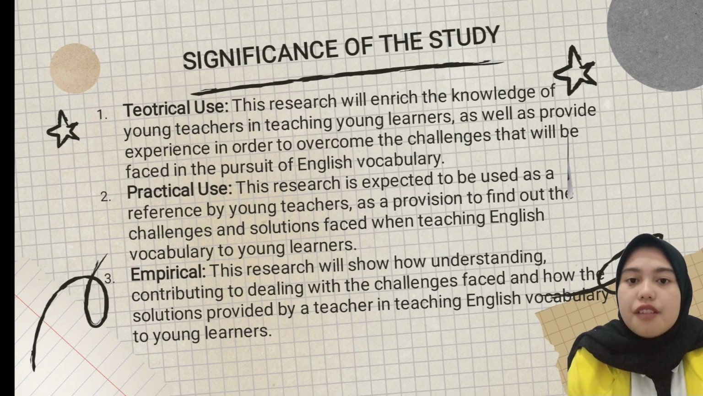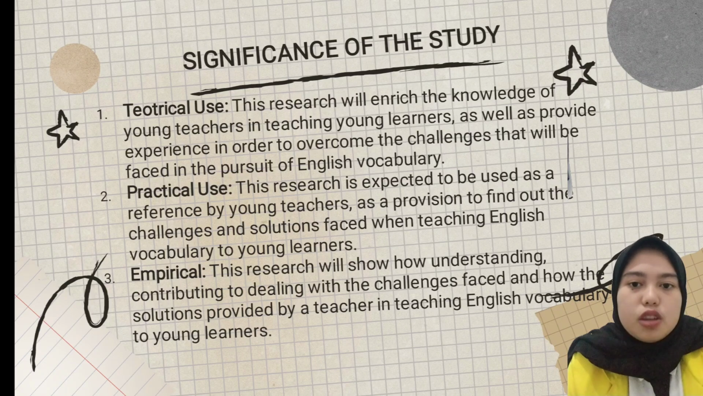For the significance of the study, there are three important points. The first is theoretical use. This research will enrich the knowledge of young teachers in teaching young learners as well as provide experience in order to overcome the challenges that will be faced in the first year of teaching English vocabulary. The second one is practical use. This research is expected to be used as a reference by young teachers to find out the challenges and solutions faced when teaching English vocabulary to young learners.